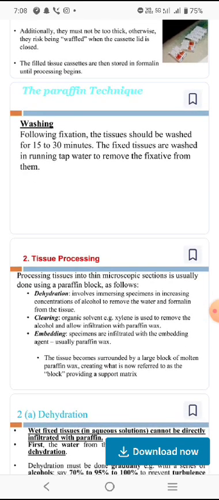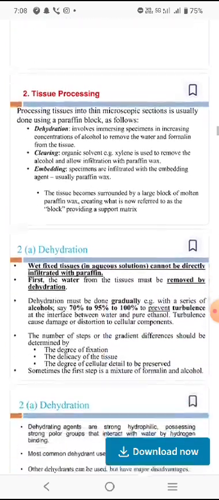Washing. Following fixation, the tissue should be washed for 15 to 30 minutes. The fixed tissue is washed in running tap water to remove the fixative from it.